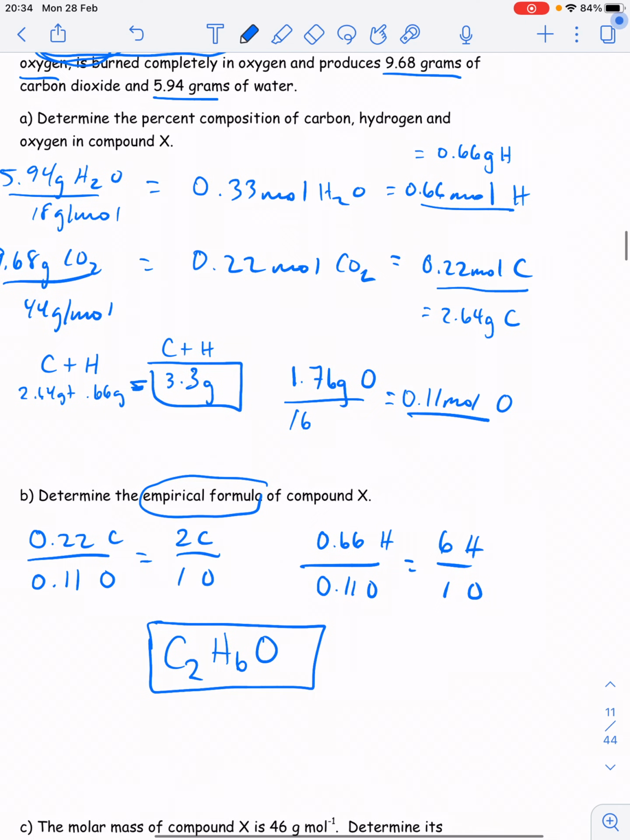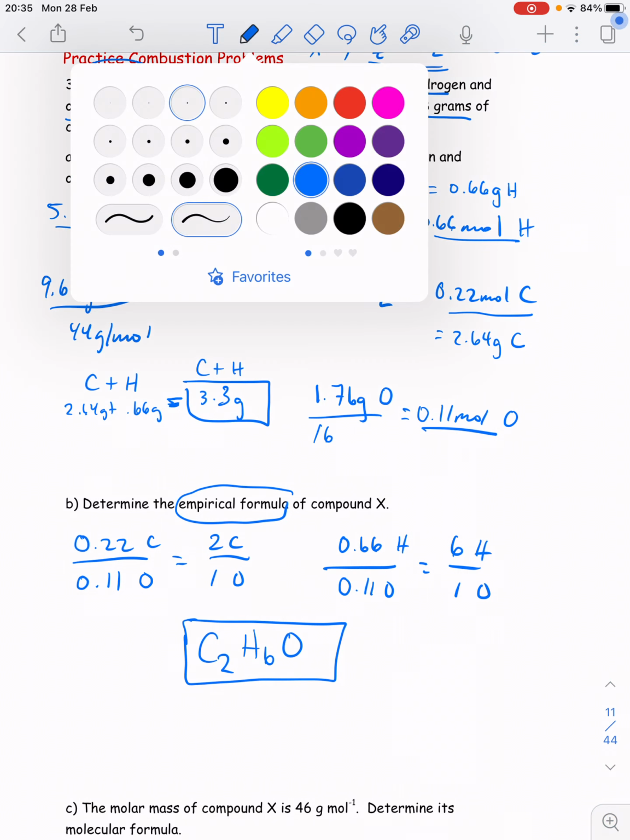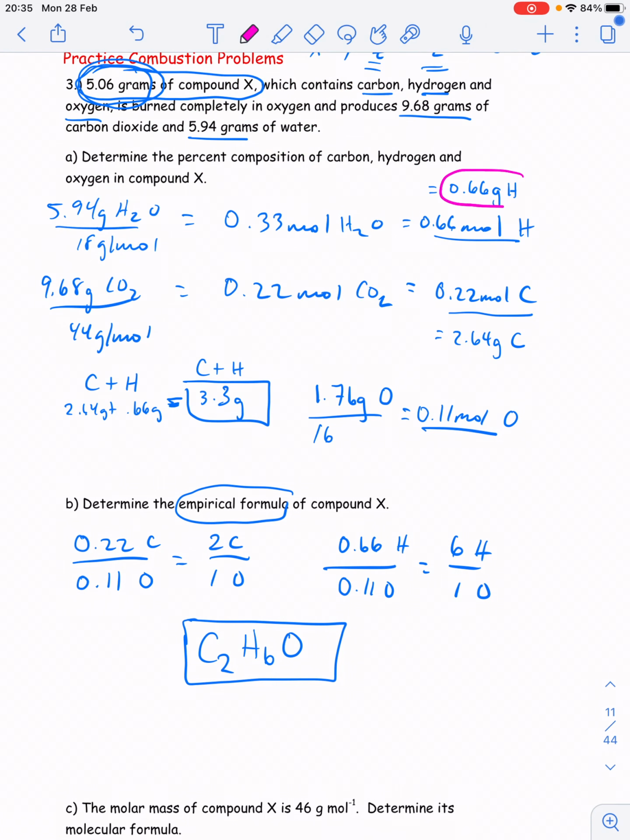Now, percent composition is percent by mass. I have the 3 component masses now. I have that the compound contained 0.66 grams of hydrogen, 2.64 grams of carbon, and 1.76 grams of oxygen. So when I got to that point in the question, I could have focused on the percent composition question, but I was kind of wanting to get towards that empirical formula. So now I can go back and I would just divide each by the mass of the whole thing.